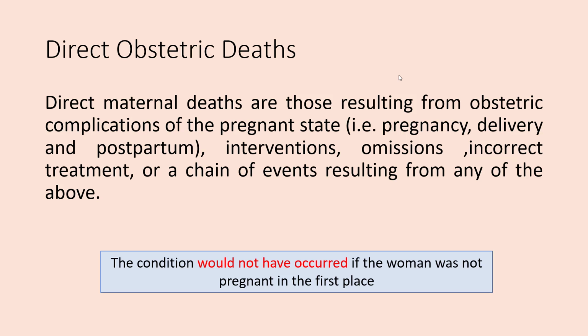Those resulting from obstetric complication of the pregnant state, that is pregnancy, delivery and postpartum, or interventions, omissions, incorrect treatment, or a chain of events resulting from any of the above. And keep in mind, the condition would not have occurred if the woman was not pregnant in the first place. Anything directly related to pregnancy, such as postpartum hemorrhage, or suicides due to postpartum psychosis, are named as direct obstetric deaths.